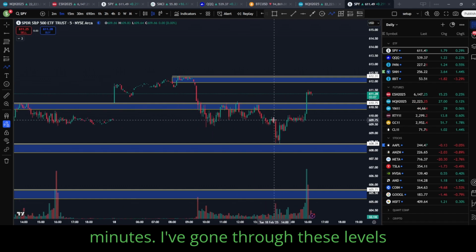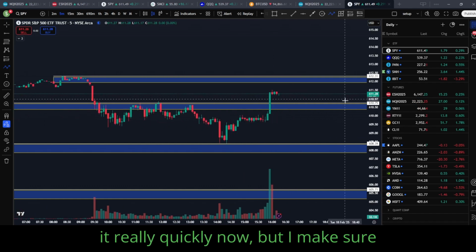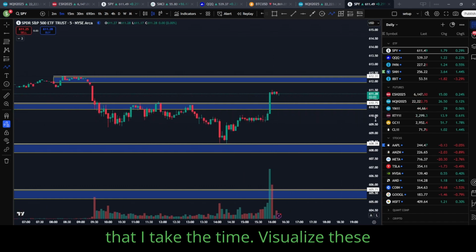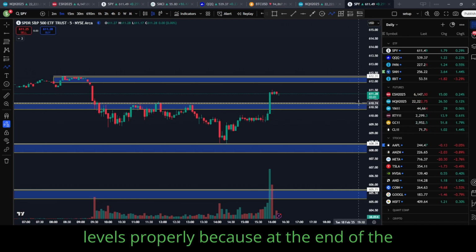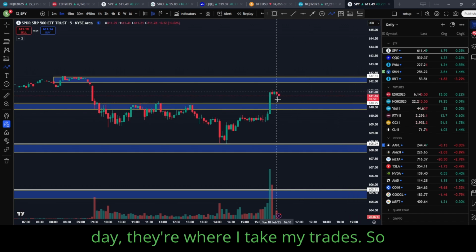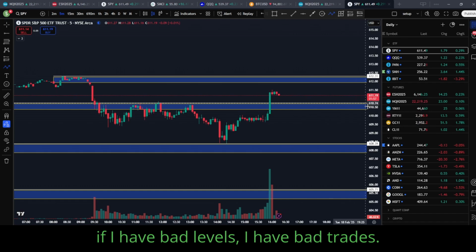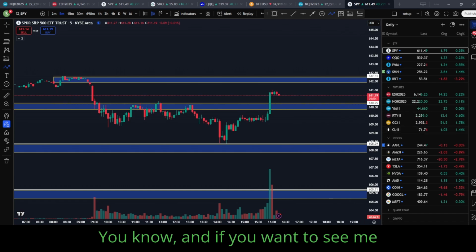I've gone through these levels lots and lots of times. I know how to do it really quickly now, but I make sure that I take the time to visualize these levels properly, because at the end of the day, they're where I take my trades. So if I have bad levels, I have bad trades.